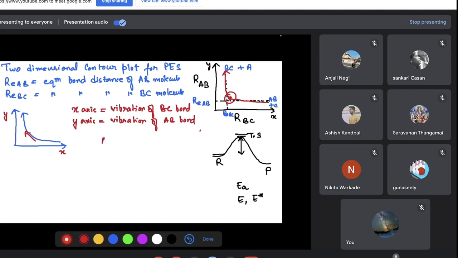So initially, if I had just AB plus C molecule getting A plus BC, what kind of vibration was I having? Only two: the vibration of the AB molecule and the vibration of the BC molecule.